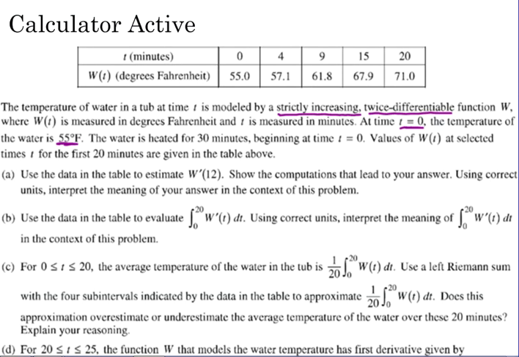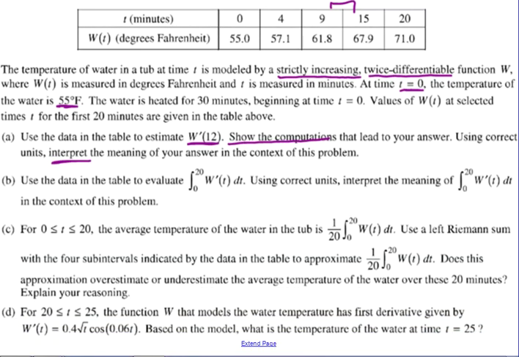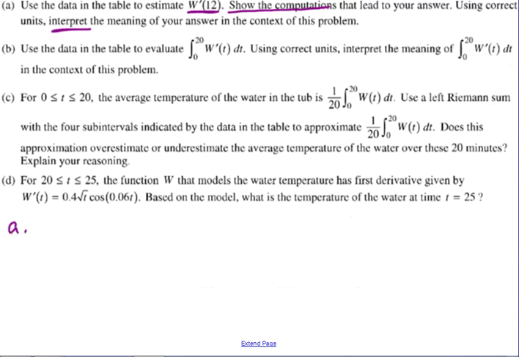All right, so part A says use the data in the table to estimate W prime of 12. Show the computations that lead to your answer. Use correct units. Interpret the meaning. So we need to give that number. We need to show the computations, and we need to interpret the meaning as well. So usually that means we're at least talking about 2 points here. So estimating the derivative at the point, remember we just do this slope as close to that point as we can get. So we're going to use the data for time 9 and time 15.